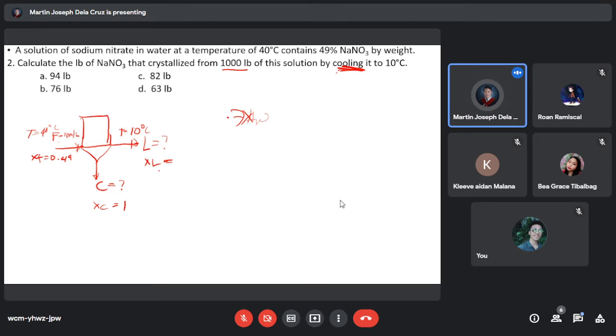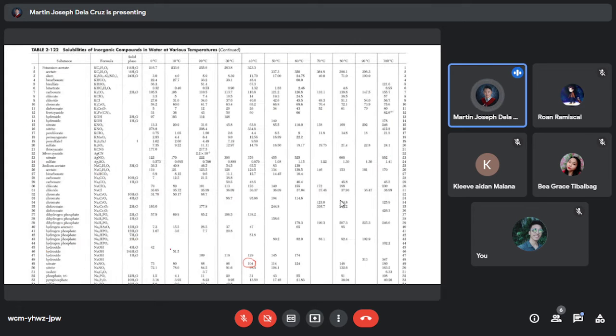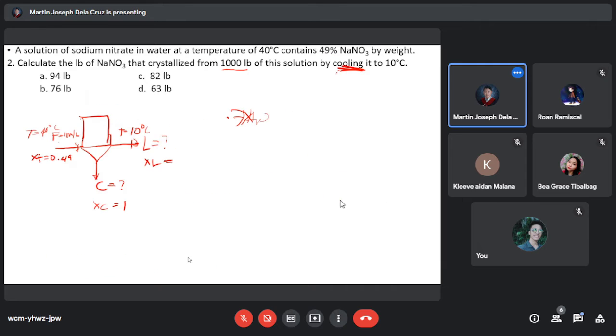So how do we get your XL class? So we get your XL from your solubility table. So XL at 10 degrees Celsius, you take note class na 10 degrees Celsius yung nakalagay. So the lower the temperature, the lower the solubility. So if we try to get your XL here class in your solubility table. So in here class, you have sodium nitrate, and then 10 degrees Celsius is 80 class. And you take note class na it's 80 grams NaNO3 or sodium nitrate over 100 grams water.